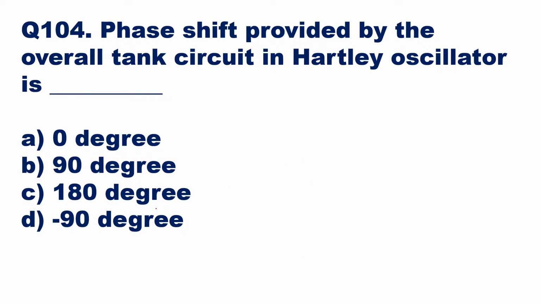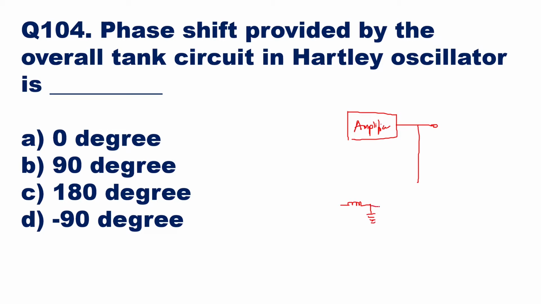Phase shift provided by overall tank circuit in Hartley oscillator is of how many degrees? If you see this, again we will see the basic logic circuit of Hartley oscillator. If you see the basic circuit of Hartley oscillator, it will be having an amplifier here, and this amplifier output is given to a combination where you have an LC tank circuit in which you have two inductances.